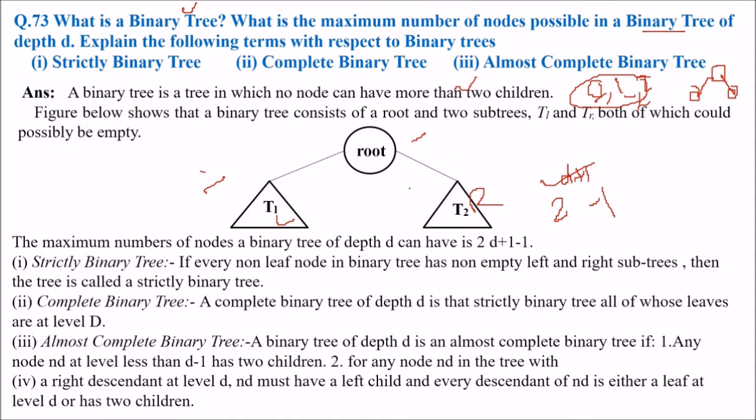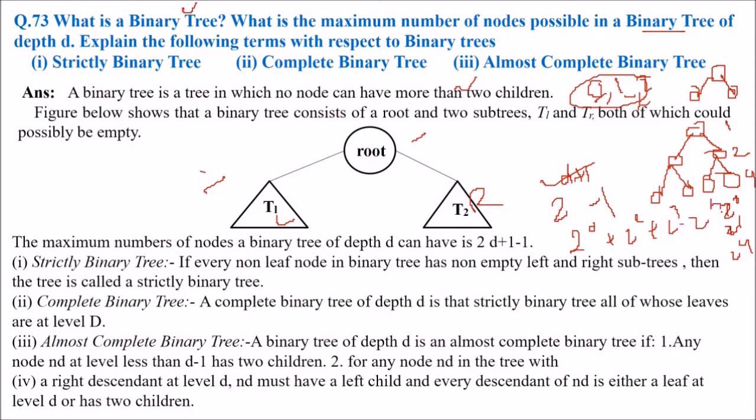And this can easily be found out. See, if this is the depth, you know that this level has 1 node, this has 2, this has 4. So it goes like 1, 2, 4, or 2 to the power 0, 2 to the power 1, 2 to the power 2. Just add these. This is a GP with terms 2 to the power n, and if you add this GP, you'll get the same result: 2 to the power (d+1) minus 1.